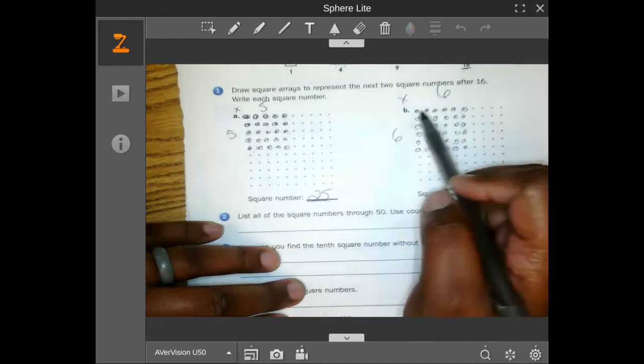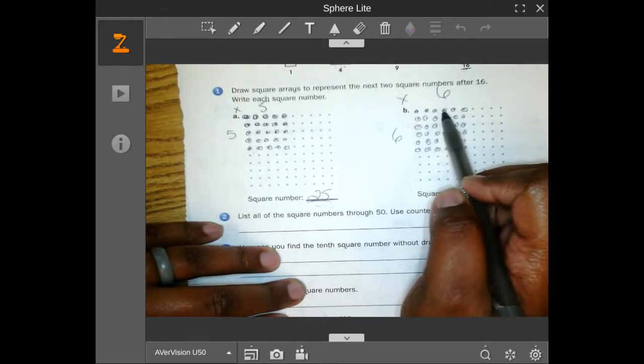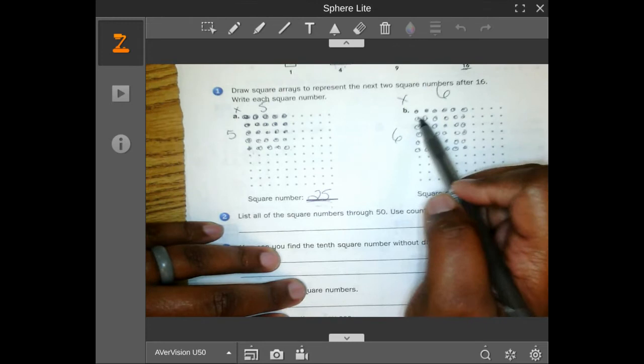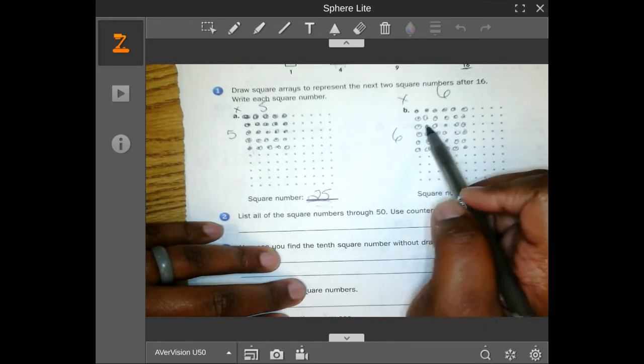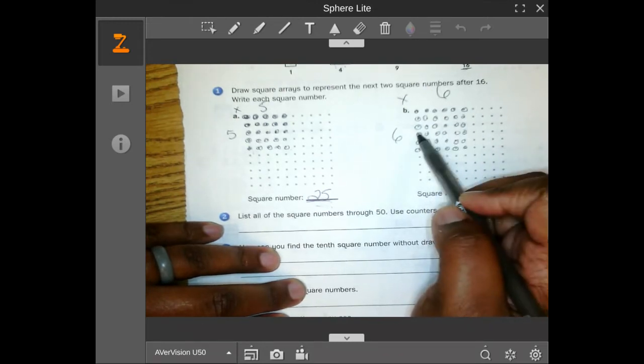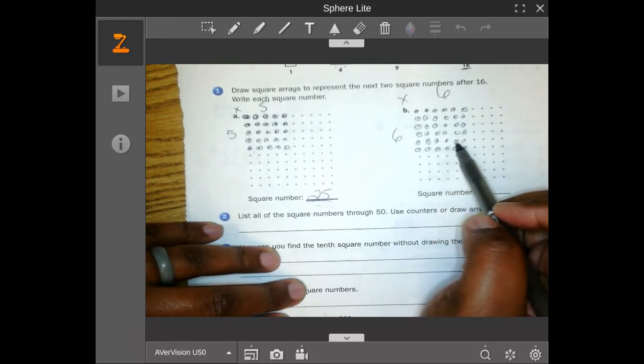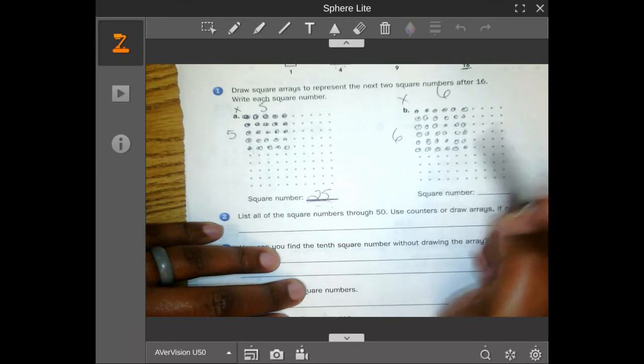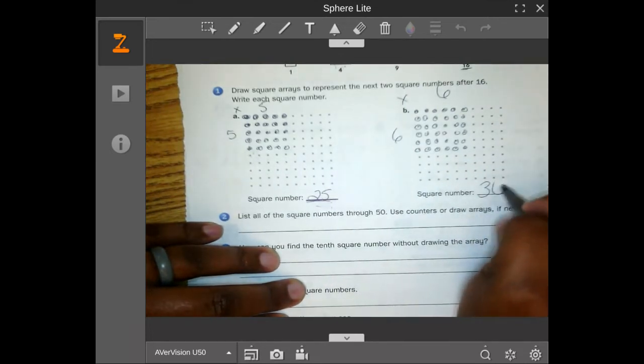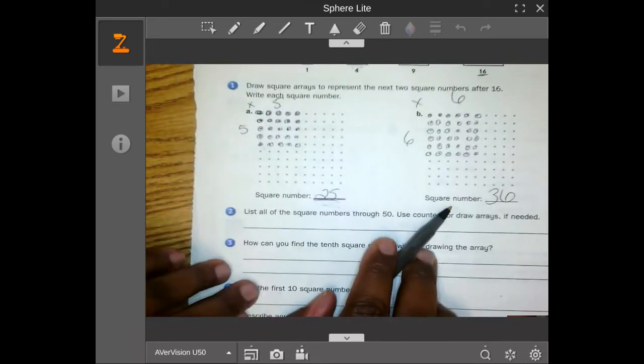Yes. Let's count. 1, 2, 3, 4, 5, 6, 7, 8, 9, 10, 11, 12, 13, 14, 15, 16, 17, 18, 19, 20, 21, 22, 23, 24, 25, 26, 27, 28, 29, 30, 31, 32, 33, 34, 35, 36 is my next square number.